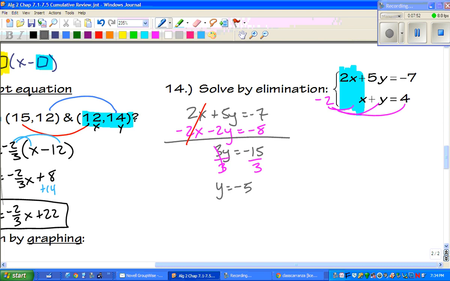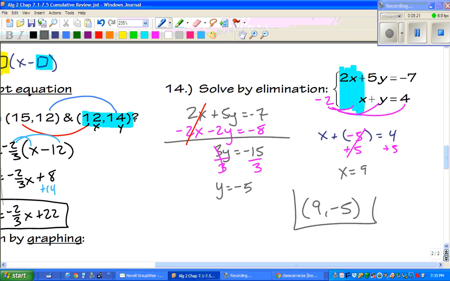Okay, so what we've got to do next is find out what x is. And to do that, x plus (blank) equals 4. We're going to plug in our -5. To solve for x, we have to add the 5 to both sides, so those cancel. And we find out that x equals 9. And now our point is our answer, and that's (9, -5). Sound good? Good.